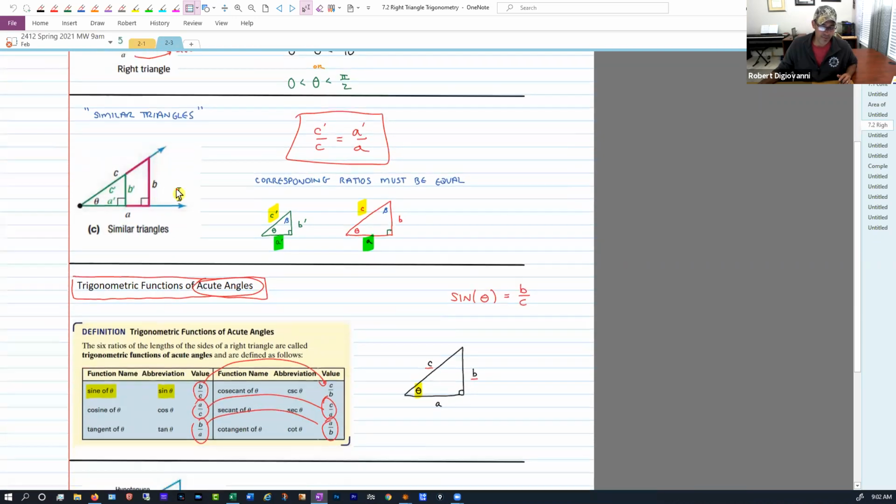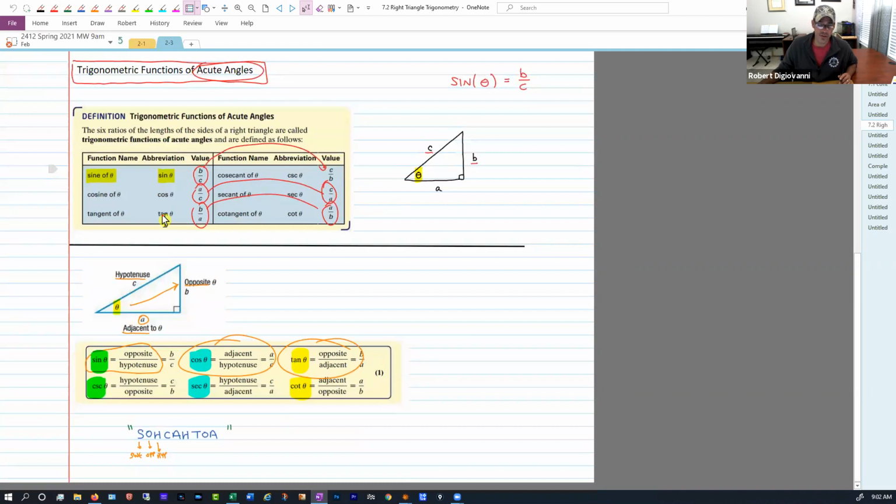And from that, we defined the 6 trig functions: sine, cosine, tangent. We define those to be a ratio of sides of the triangle, and we use this SOHCAHTOA thing to help us. And then we need to remember that the cosecant, secant, and cotangent are just the reciprocals of the first 3. The reciprocal of sine is cosecant, reciprocal of cosine is secant, reciprocal of tangent is cotangent. So all you're doing is flipping over whatever these values are. We'll need that today, so I just want to make sure we're all clear on that.